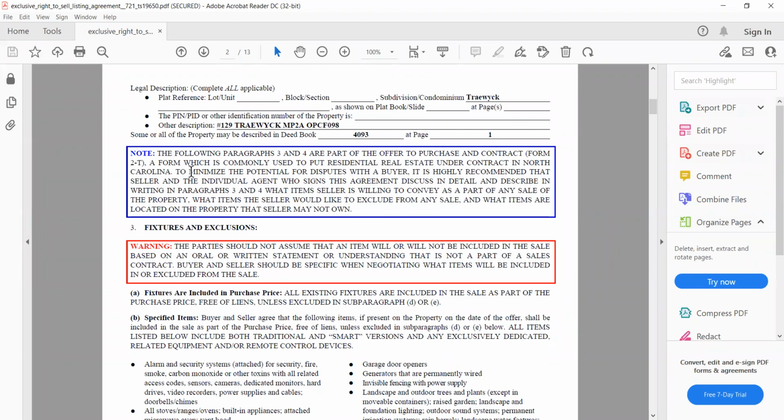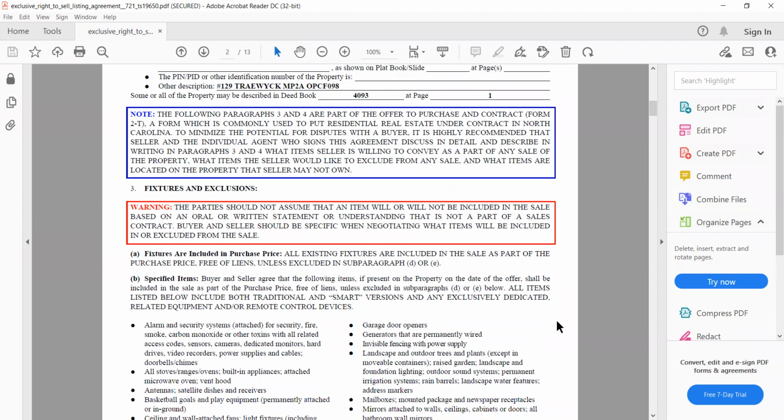All right, so there's another note box. It says the following paragraphs 3 and 4 are part of the offer to purchase and contract form 2T, a form which is commonly used to put residential real estate under contract in North Carolina to minimize the potential for disputes with a buyer. It is highly recommended that the seller and the individual agent who signs this agreement discuss in detail and describe in writing in paragraphs 3 and 4 what items seller is willing to convey as part of any sale of the property, and what items the seller would like to exclude, and what items are located on the property the seller may not own. Okay, so this is important.